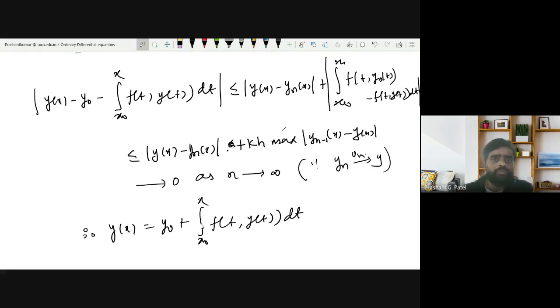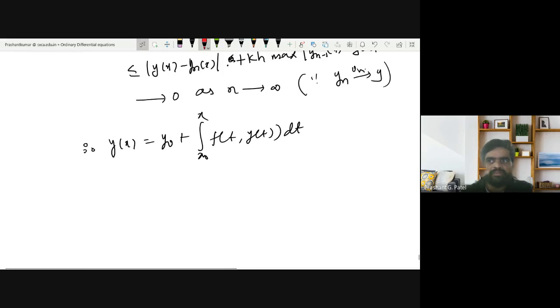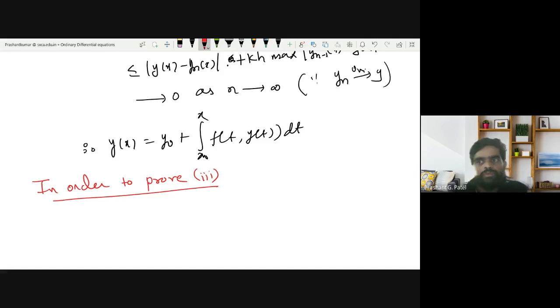Now, the proof for the last statement. In order to prove that it is the unique solution, that there is no other solution and only one solution exists, that is the last thing left. That is the third statement. In order to prove the third statement, that is the uniqueness of that result, that means such y is unique.